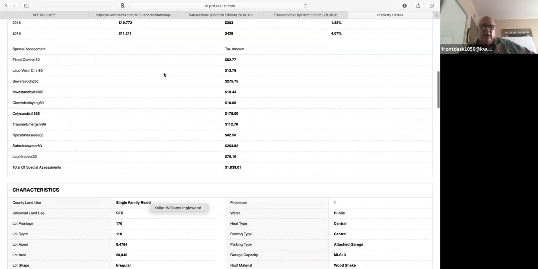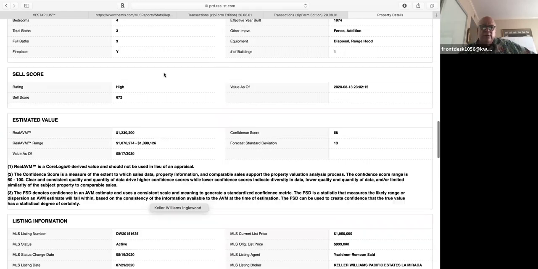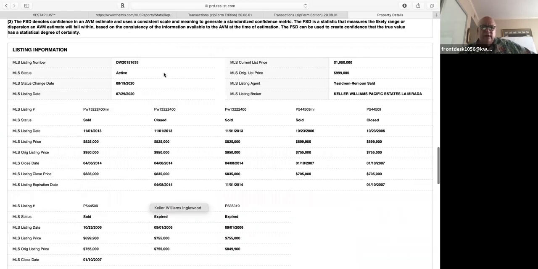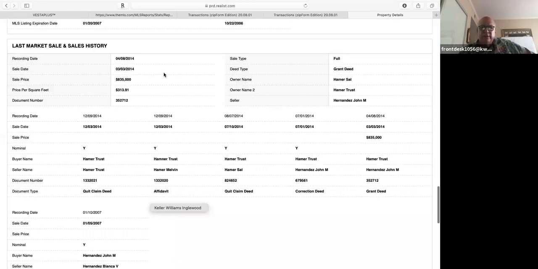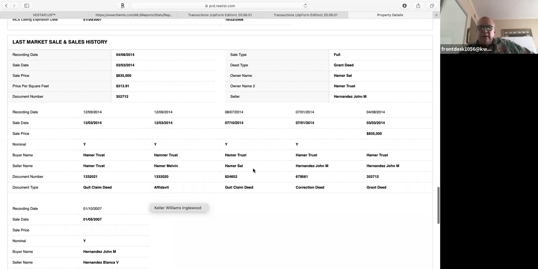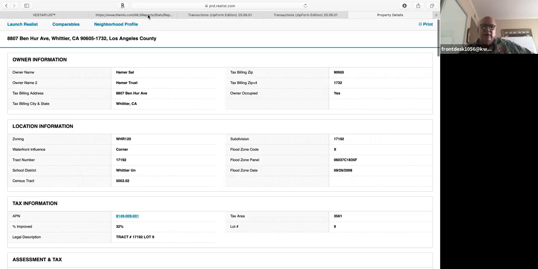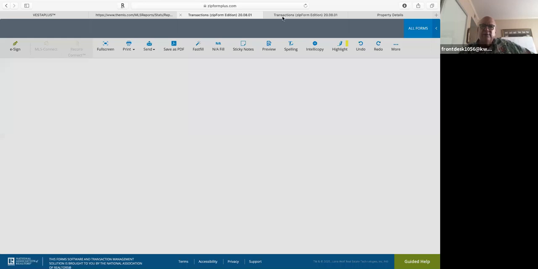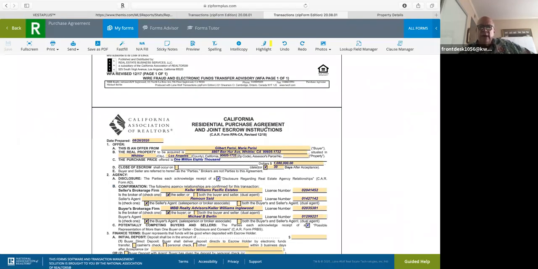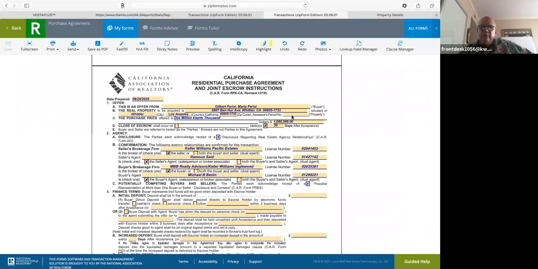When you go down below on this property profile, you will see that the property transferred from John Hernandez to the Hammer Trust. Then it went back to Sal, and then back to the trust. So it went back and forth a few times. The reason for that probably was they were doing some financing. When you're refinancing, you have to put the house back in your name and then put it back in the trust. So we're back into the purchase agreement.